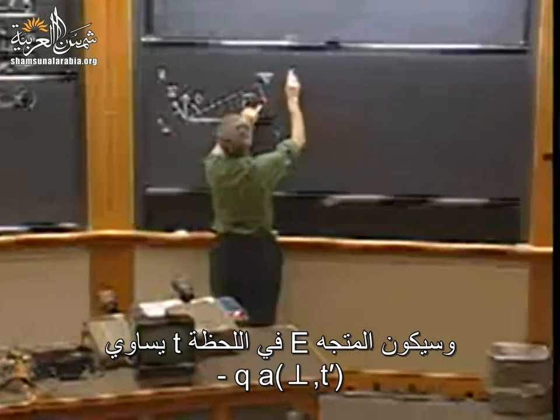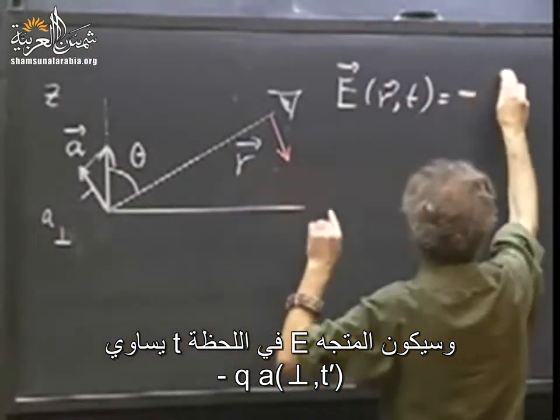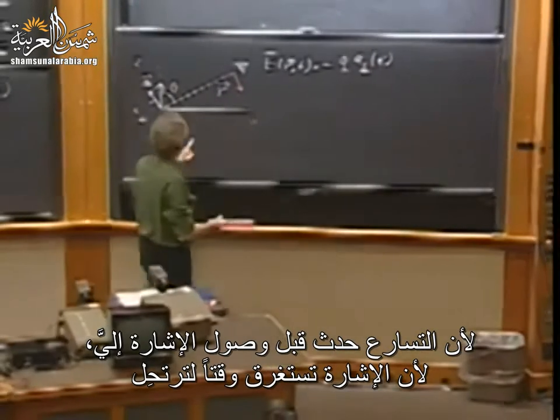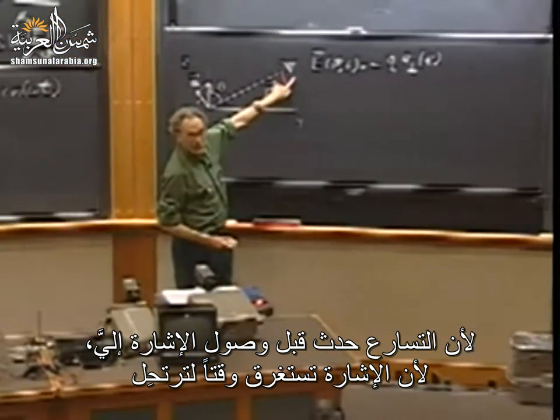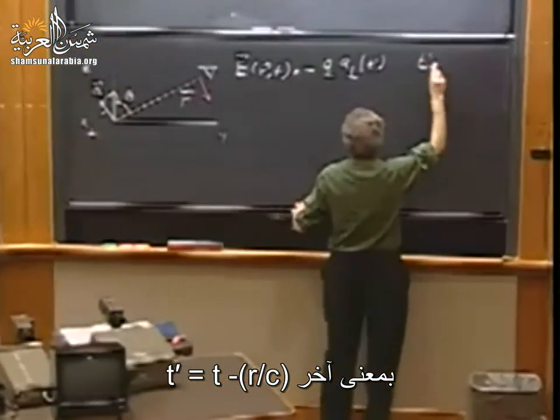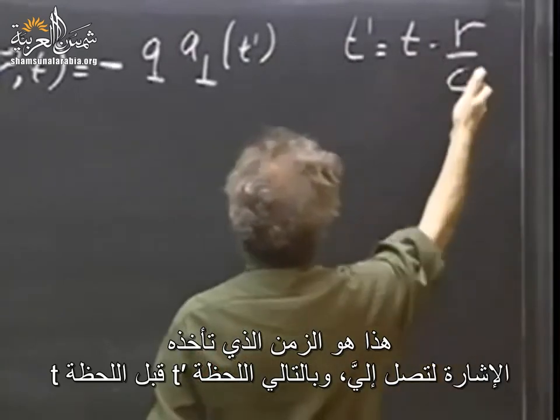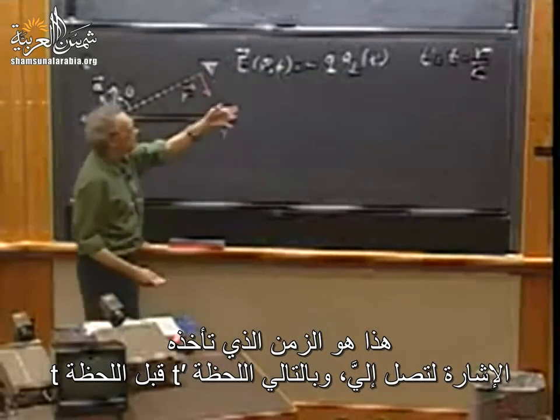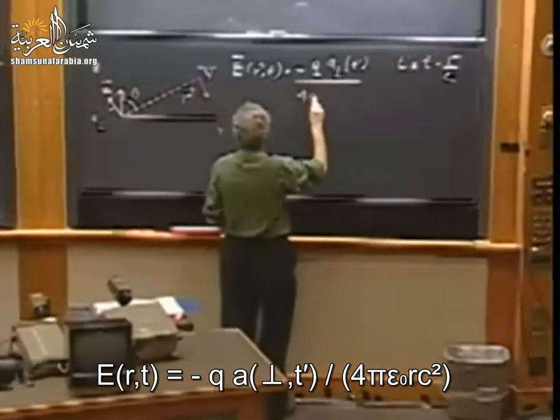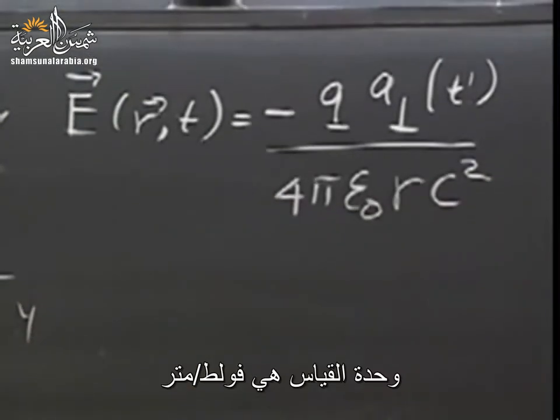The E vector that you experience at time t is then minus q times a perpendicular at time t prime, because the acceleration took place earlier than when the signal arrives where I am, because it takes time to travel. In other words, t prime equals t minus r/c. This is the time that it takes for the signal to reach me, and so t prime is earlier than t. And then we have this divided by 4 pi epsilon 0 r, and I believe there is here a c squared. Yes, there is, and this is in volts per meter.